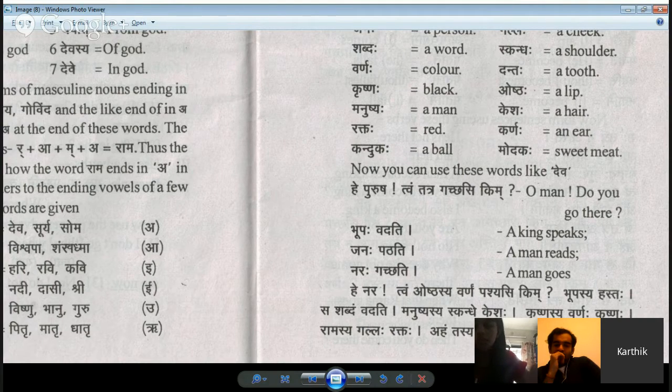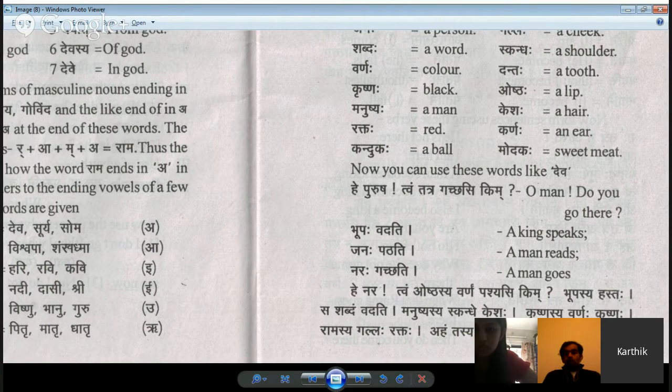Aham tasya narasya padam pashyami. Okay. Now we didn't see tasya yet, but tasya is that. That man's. In Sanskrit, unlike in English, when you add adjectives or pronouns in front of a noun, they also decline in the same case as the noun. Okay, so aham narasya padam pashyami.